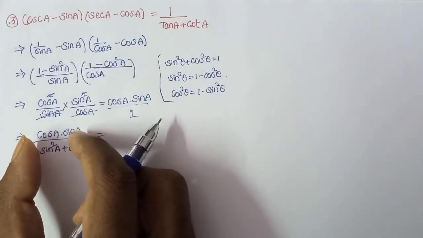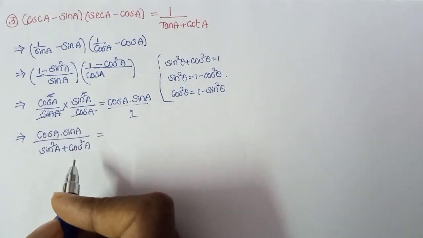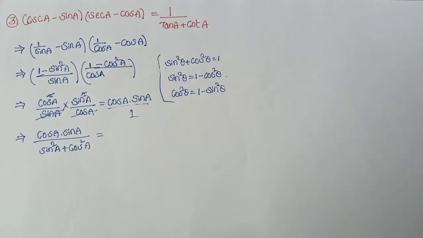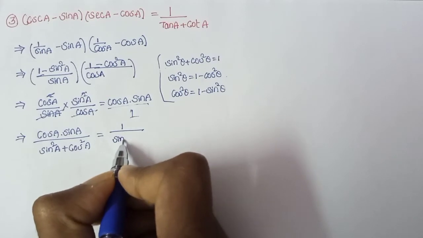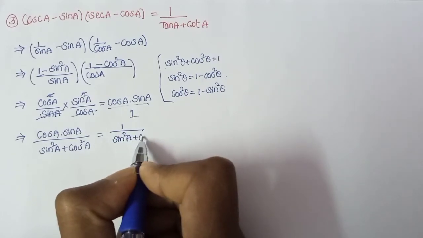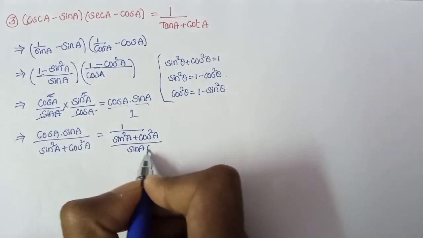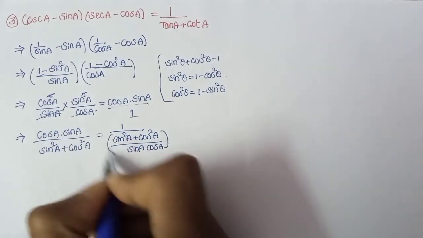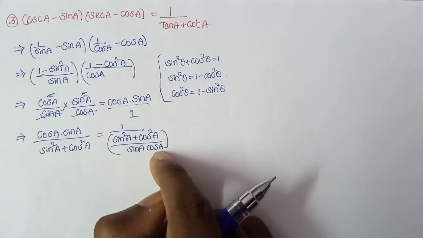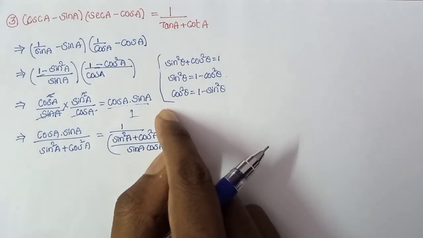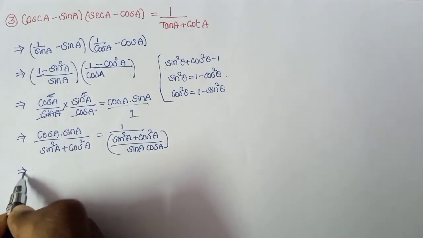This cos A sin A I'll send to the denominator. So how can we send it without any modification? Here, 1 by sin square A plus cos square A divided by sin A cos A. If you write it like this, there is no change, because if it goes to the numerator, this sin A and cos A will go up, so it will be the same as this. Which is equal to what?